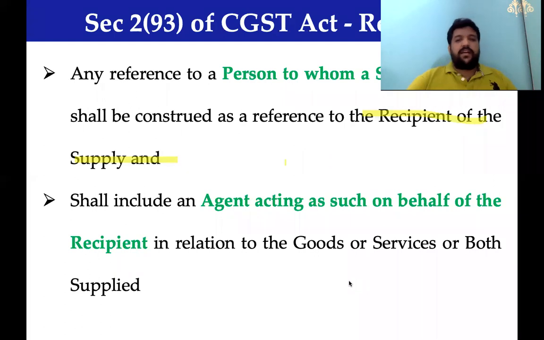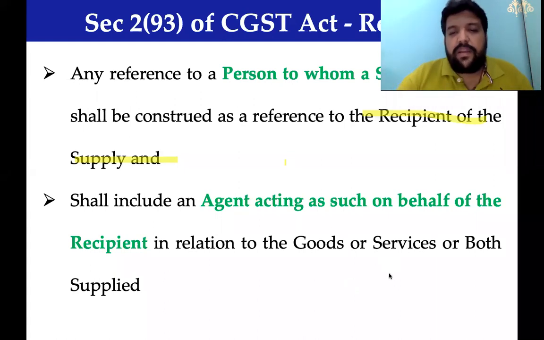S Limited is going to be your supplier and R Limited is going to be your recipient. Almost all of you got it right. Good. You are all responding well.